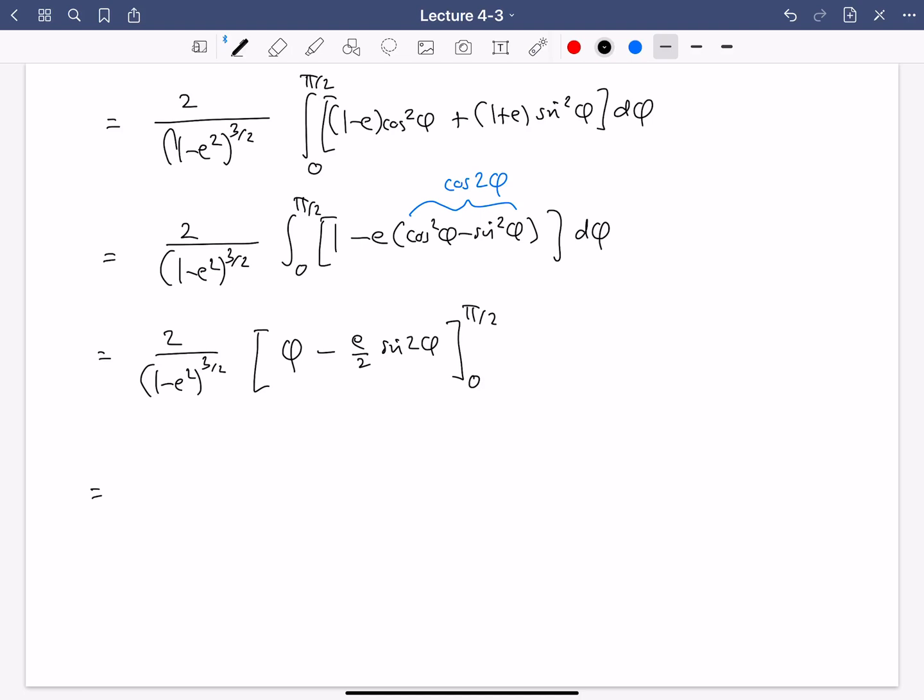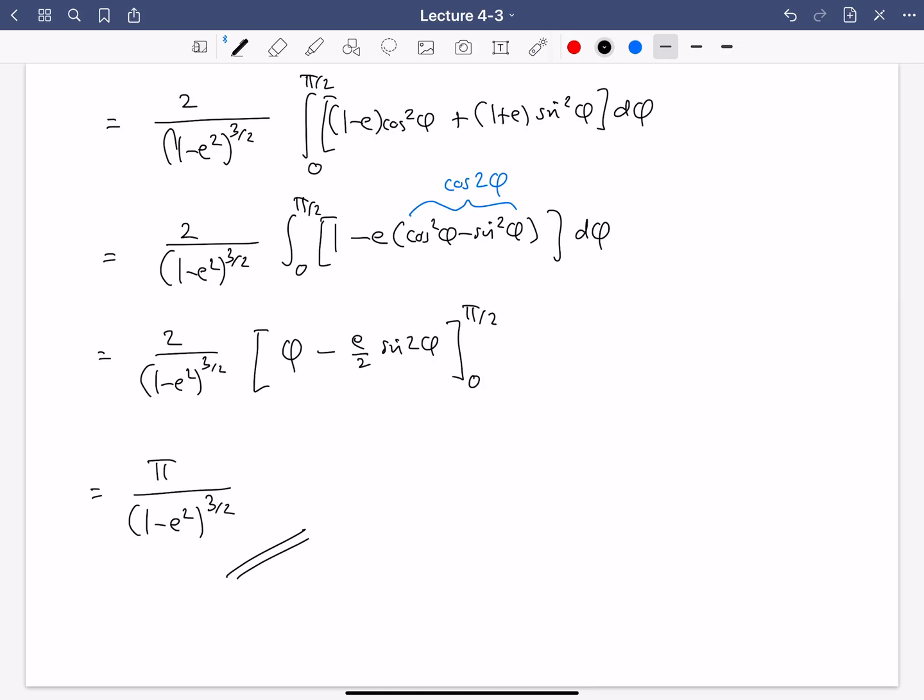But let me see, the sine 2 phi term when I evaluate gives me 0 in both cases. So it's only phi being evaluated, so that gives me a pi by 2, and I've already got a 2, so I finally end up with pi over 1 minus e squared to the 3 over 2. And amazingly, that's what I was expecting.